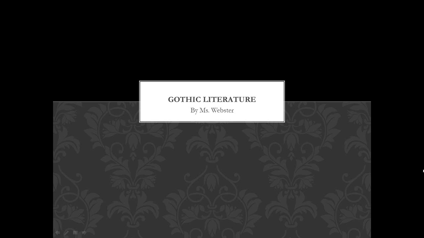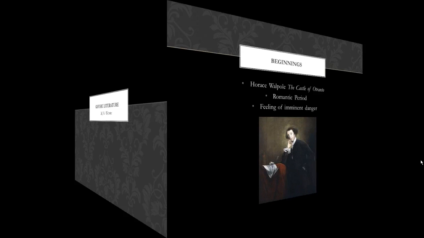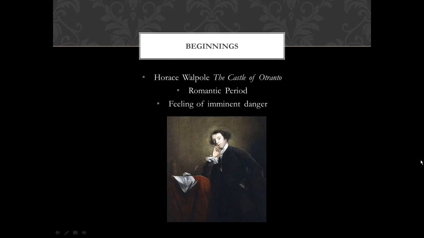Today we are going to start learning about Gothic literature. The first example of this type of literature is said to have been created in the 18th century. Horace Walpole created the first example that we know of Gothic literature with his work The Castle of Otranto. This was during the Romantic period, but he changes the elements of the Romantic period slightly.